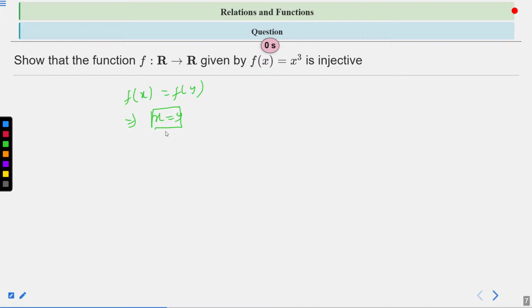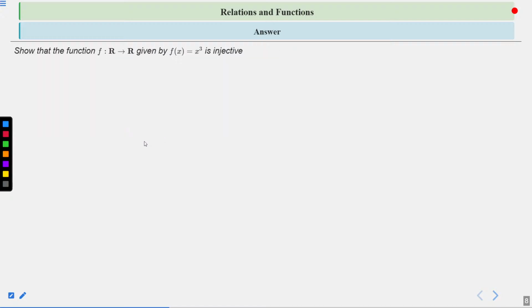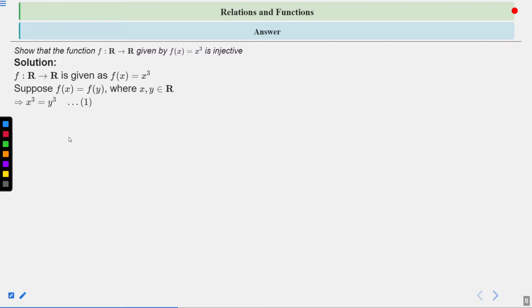Okay, let us move to the solution part. So the question says that we have to show that the function f from R to R given by f(x) is equal to x cube is injective, right? So let us move to the solution. The function defined from R to R is given as f(x) is equal to x cube. So suppose let us take f(x) is equal to f(y), where x, y belong to real. So when we do f(x) is equal to f(y), f(x) is x cube, therefore x cube is equal to y cube. Let us assume this as equation 1.